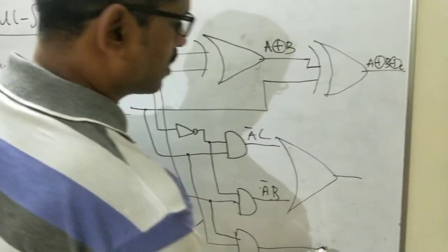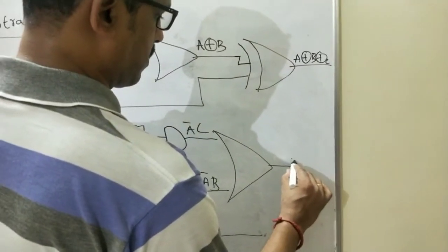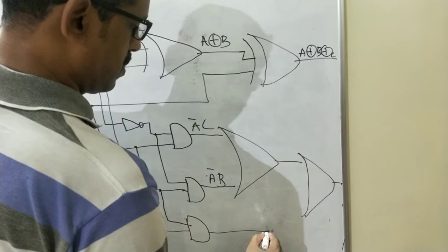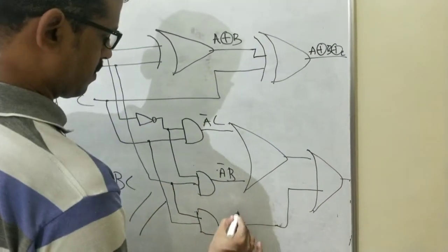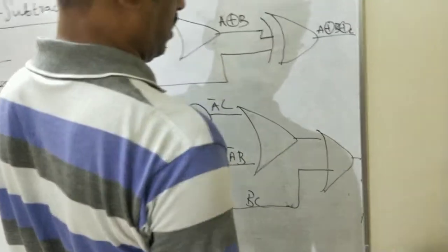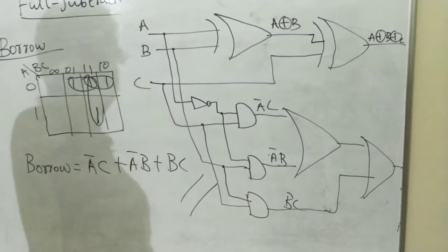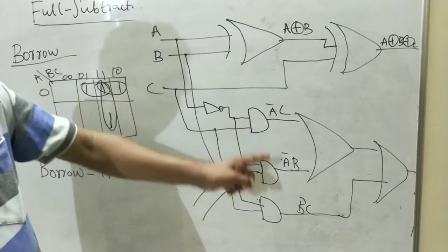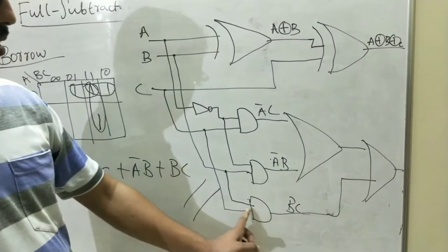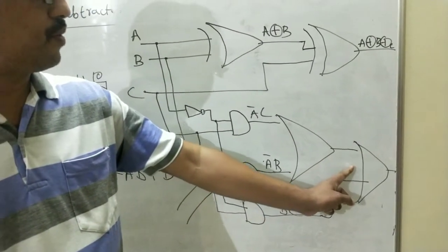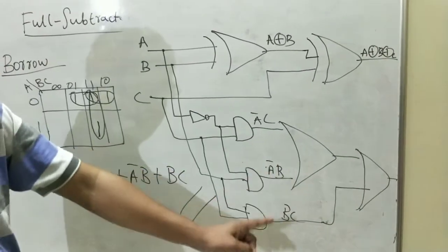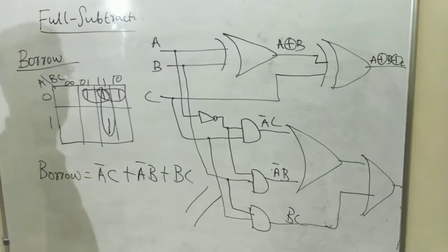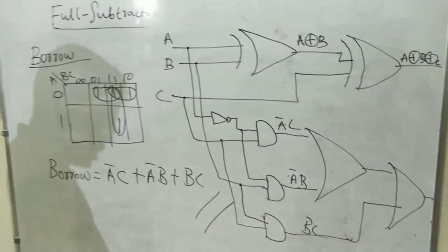So we have to connect it with another OR gate. So we will be getting the borrow. This is the actual circuit of a full subtractor. Here it is going A dash C plus A dash B, then BC is going to another OR gate. So what will we be getting? A dash C plus A dash B plus BC. This is about the full subtractor.